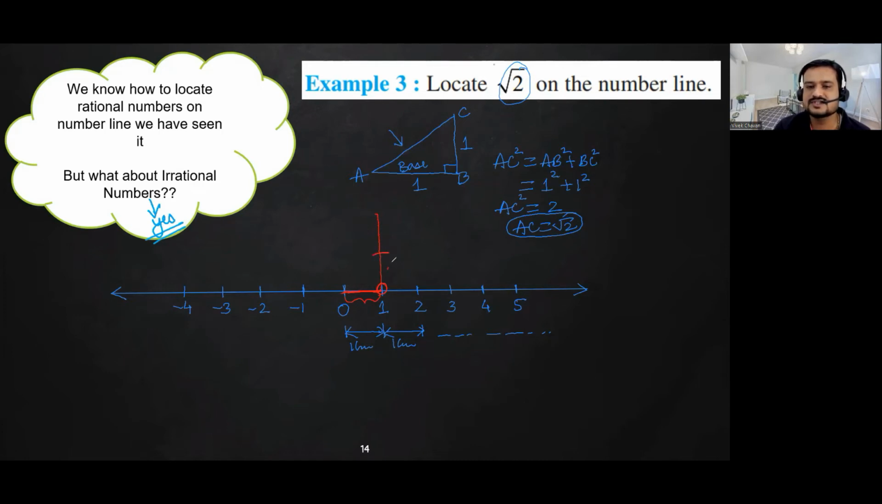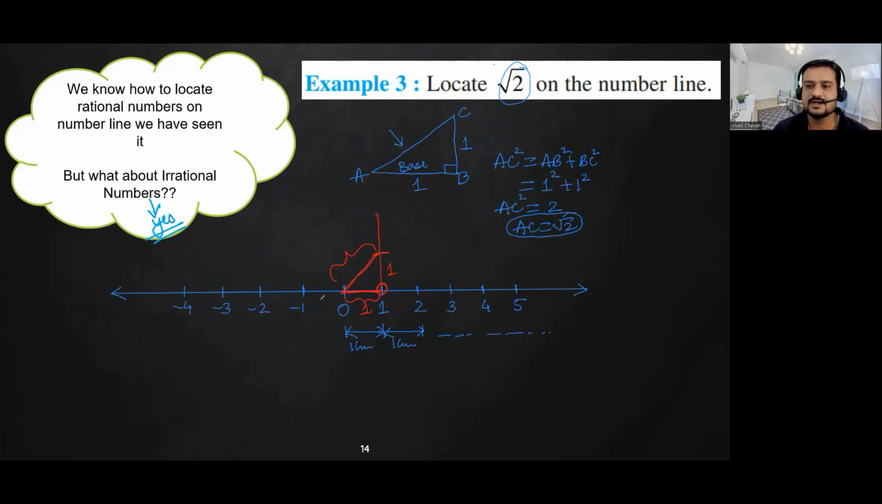Okay, so this distance will also be 1. Then this is 1, and this will also be 1. Next, what you will do, you will join this point with this point. Now after joining this point, in your rounder you will take this much distance.